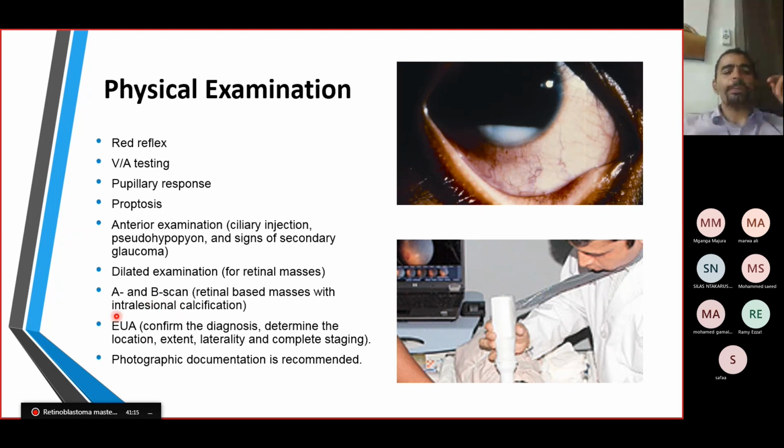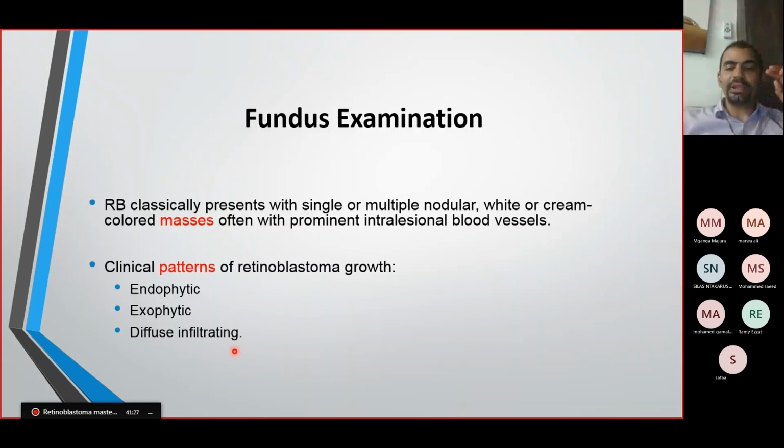Okay. You may want to do examination under anesthesia to confirm the diagnosis and to complete the staging and the laterality of the tumor. In the fundus examination, when you examine the fundus clinically, you need to classify the tumor as endophytic, exophytic, or diffuse infiltrating.